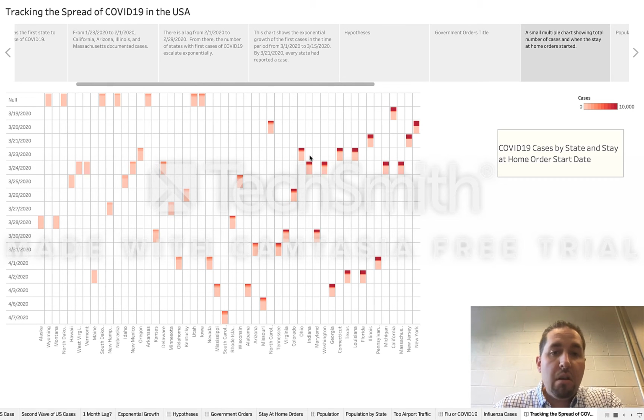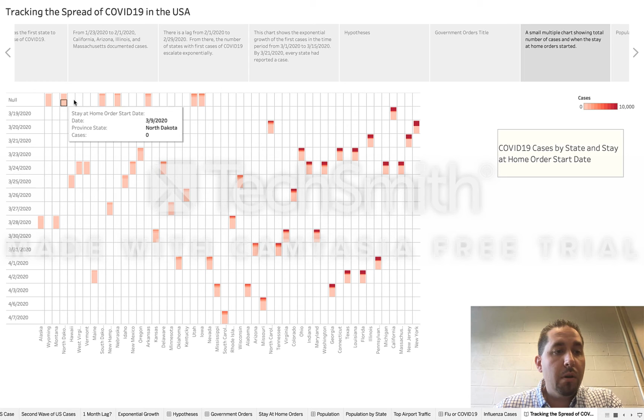Unfortunately, not a lot of correlation. You can see no matter when they started, whether it was 3/19 or even as late as 4/3, we have a pretty strong spread of high number of COVID-19 cases, regardless of start date. The other thing that was surprising to me is that nobody started until after that fast exponential growth period.